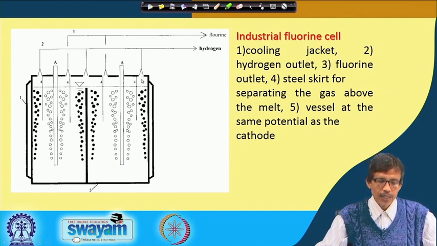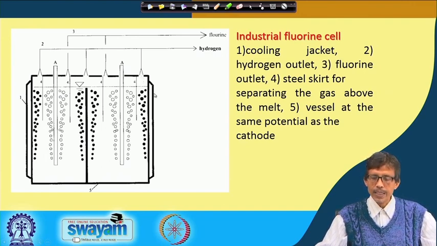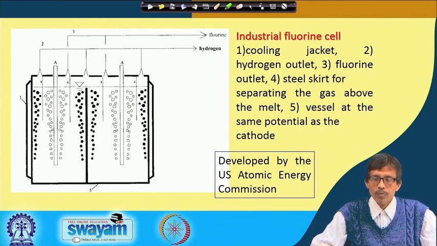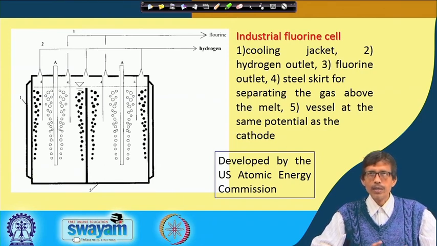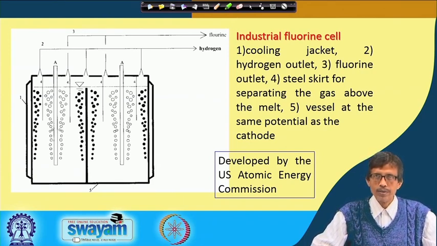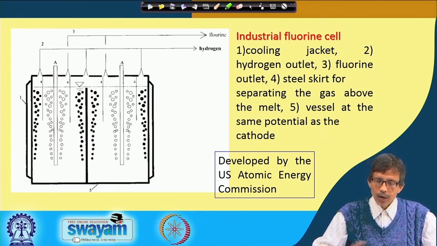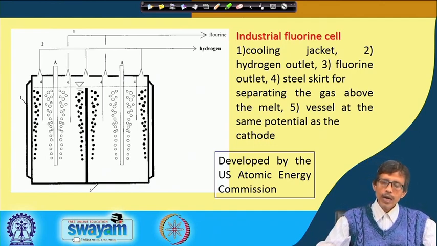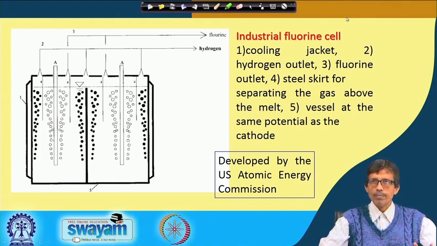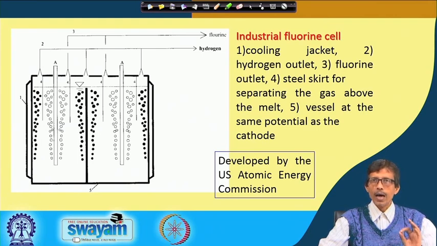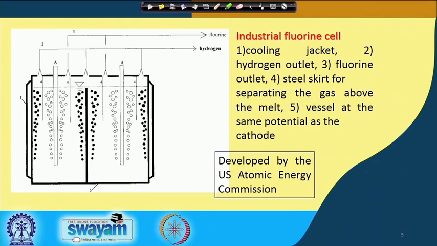So, hydrogen from the cathode and fluorine from the anode will be produced, and this particular cell was originally developed by the US Atomic Energy Commission, because in our country as well as everywhere there will be constant demand for fluorine supply. That we will also see for uranium enrichment. Uranium hexafluoride is also one of the good species. Like our BARC in our country, the United States Atomic Energy Commission also developed this particular cell, because most of these materials are sometimes patented. So, there is a US patent all the time.